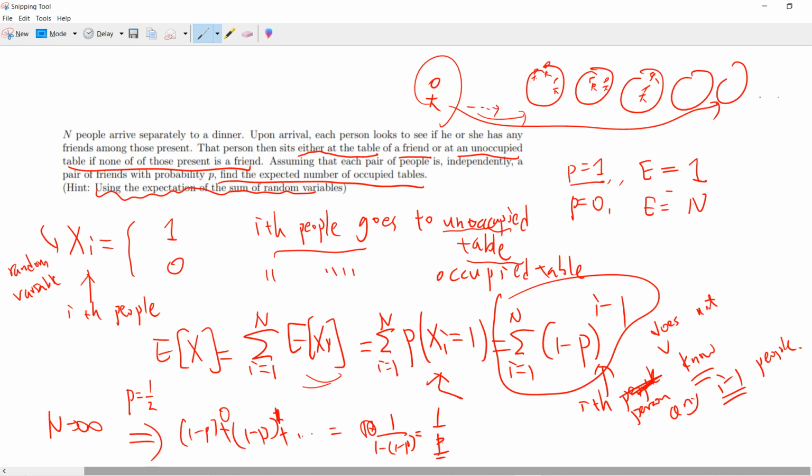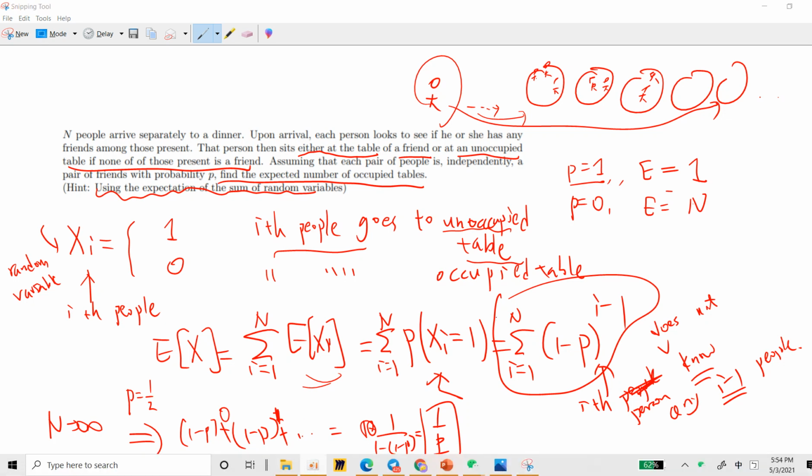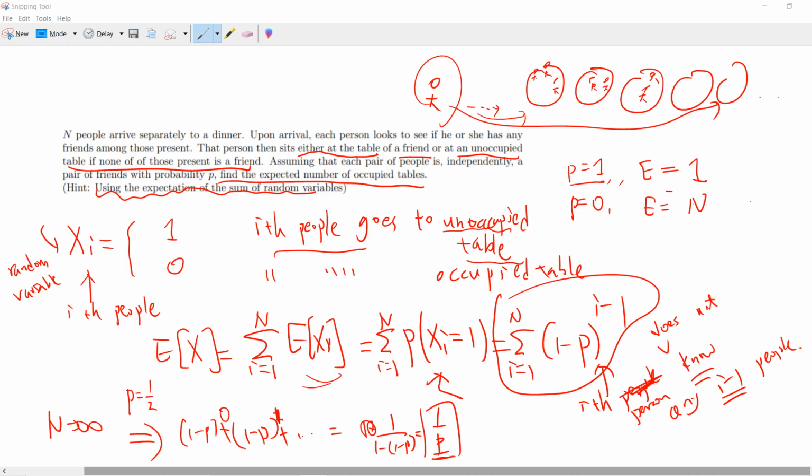So if n is infinity, the answer will be 1 over p, which is a little bit counterintuitive. That means if you have infinite people, the expected number of unoccupied tables is always finite. Which is very counterintuitive. Okay, but anyway, see you guys in the next video.